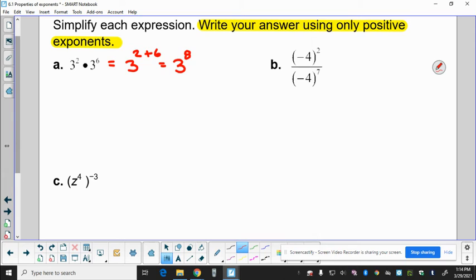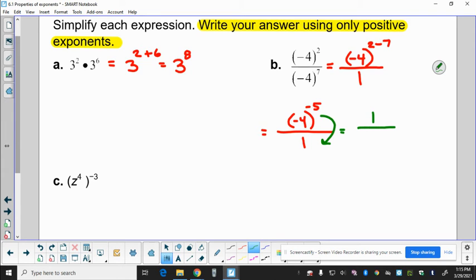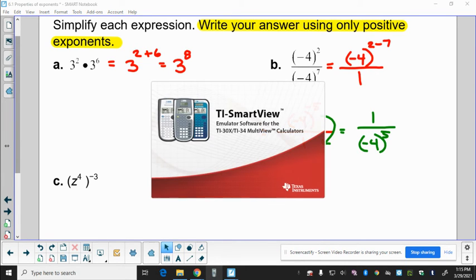Let's go over part B. Since we are dividing the same bases, what you can do is subtract the exponents, which would be, let me continue this over here, negative 4 to the negative 5th power over 1, which then means this is a reciprocal. And I guess what we should do for these problems is maybe get our calculator out and figure out what these actual values are.